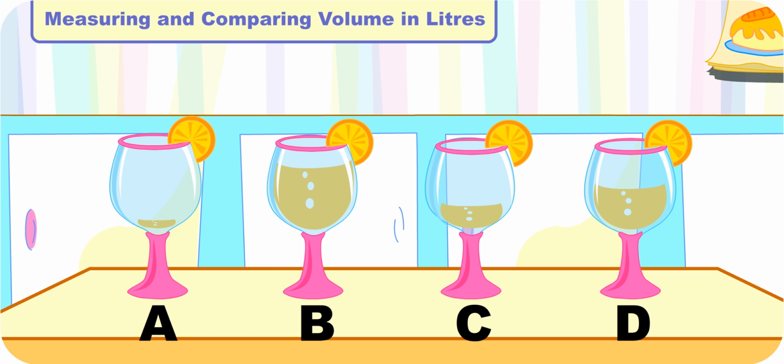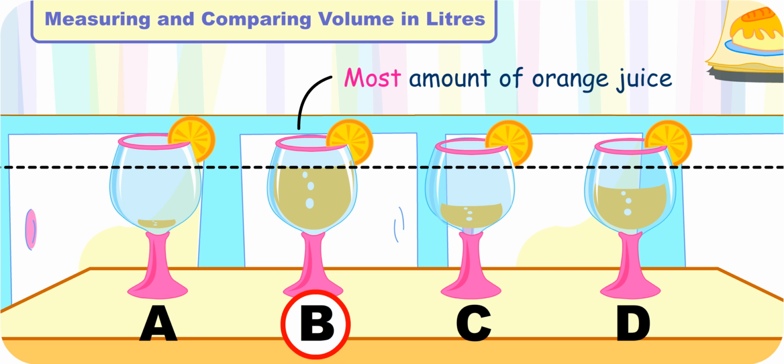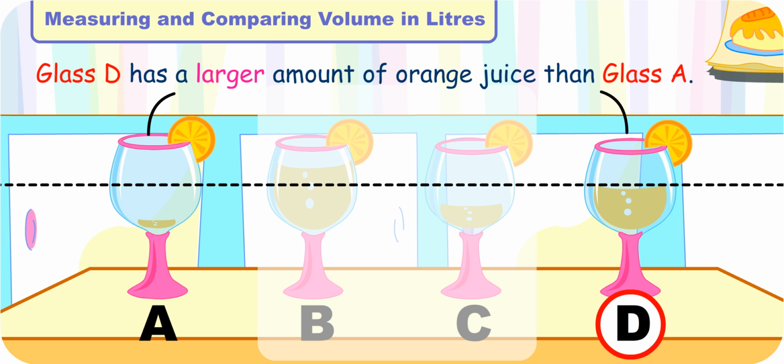There are different amounts of orange juice in them. Glass A contains the least amount of orange juice, while glass B contains the most amount of orange juice. Glass C has a smaller amount of orange juice than glass D. Glass D has a bigger amount of orange juice than glass A.